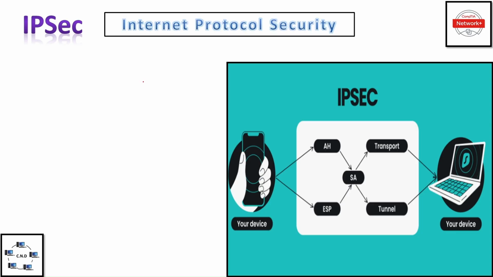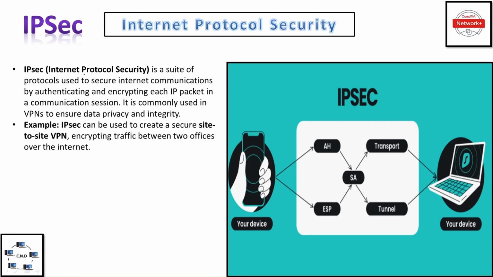IPsec, that is Internet Protocol Security. So IPsec, Internet Protocol Security, is a suite of protocols used to secure Internet communications by authenticating and encrypting each IP packet in a communication session. It is commonly used in VPNs, that is virtual private networks, to ensure data privacy and integrity.